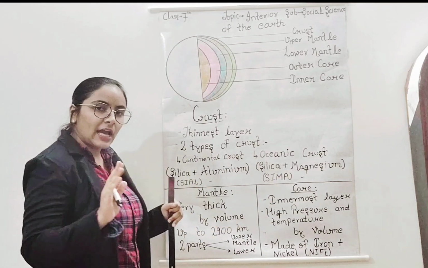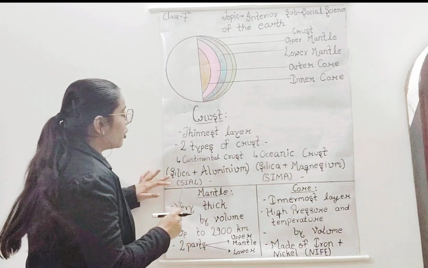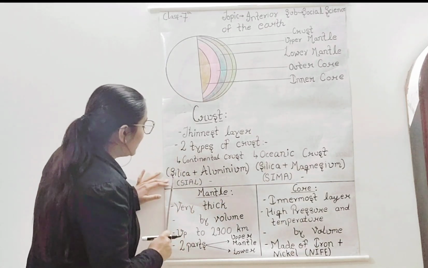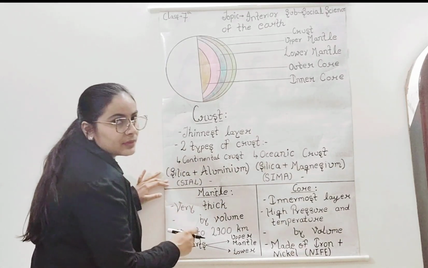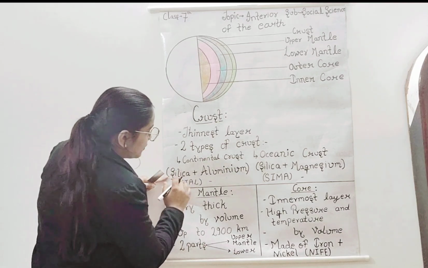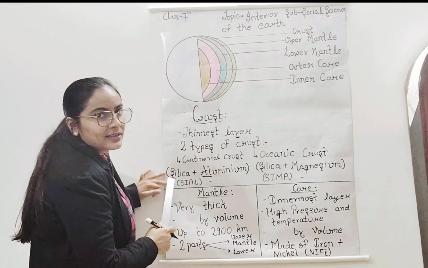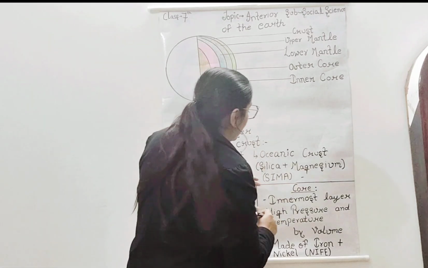Now, these both types of crust are different in their composition. How? The continental crust is made up of silica plus aluminium, that is SiAl. If I take Si of silica and Al of aluminium, what we will get? We will get SiAl.